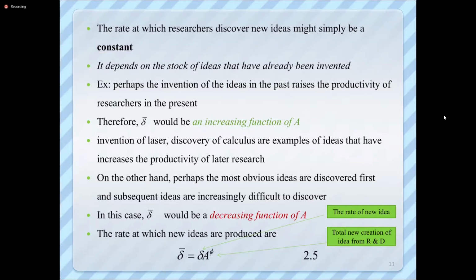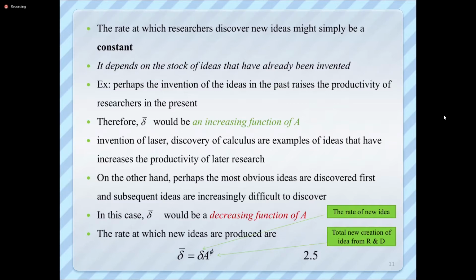So, increasing function of A. For example, invention of laser, discovery of calculus are examples of ideas that have increased the productivity of the later research. The assignment that you're doing is probably not going to be an increasing function, right? Yours is going to be complete duplication, like what we will see in the next few slides. On the other hand, perhaps the most obvious ideas are discovered first, and subsequent ideas are increasingly difficult to discover, meaning that, when you're doing the assignment, what you're doing is not going to contribute to the collection of ideas or stock of idea, right?